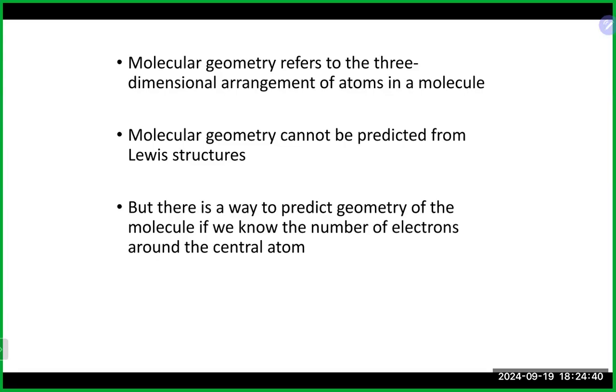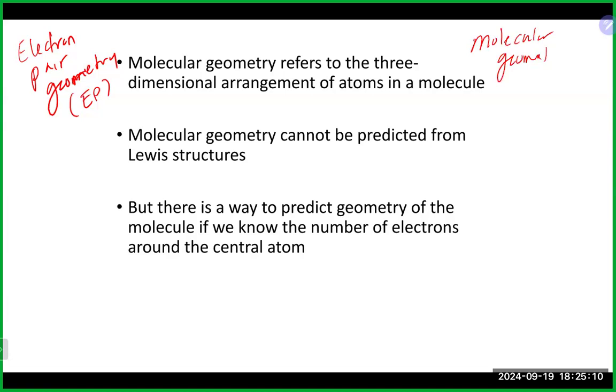And when we talk about geometry, we're actually going to talk about two types of geometry and two types of names. One is going to be referred to as the electron pair geometry, which for my purposes here, I'm just going to abbreviate EP for electron pair. The other one is the molecular geometry, and sometimes people just refer to this as the shape. For our purposes in this lecture, I might just refer to it as MG for molecular geometry.